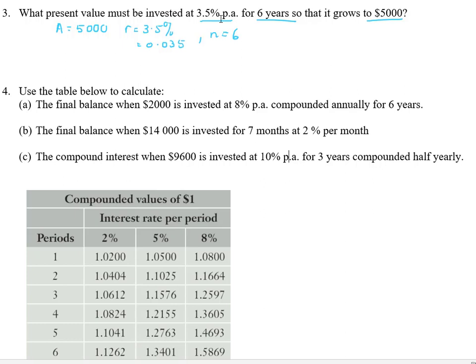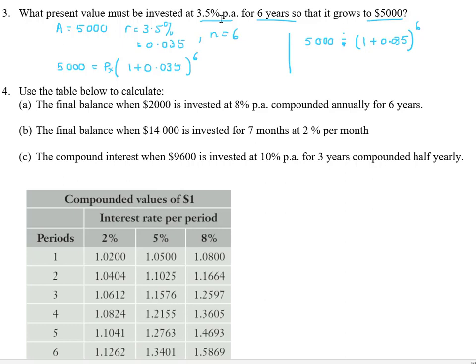So placing it into my compound interest formula, I now have 5,000 equals P, because P is what I'm trying to find, times 1 plus 0.035, all to the power of 6. So to solve this on my calculator, this is principal times this whole thing in brackets. So to make P by itself, I'm going to divide my 5,000 by 1 plus 0.035, all to the power of 6.